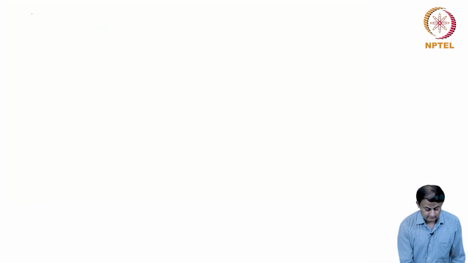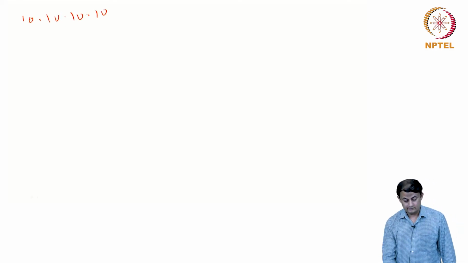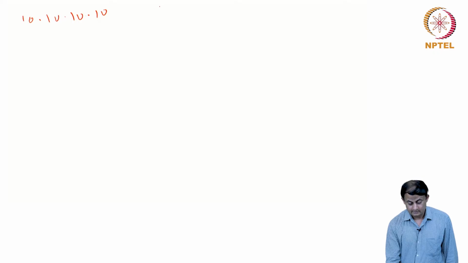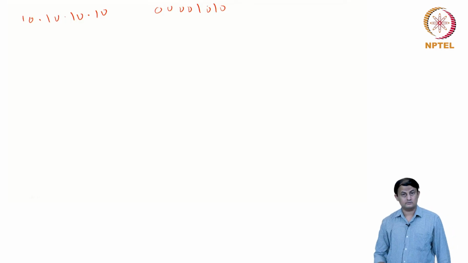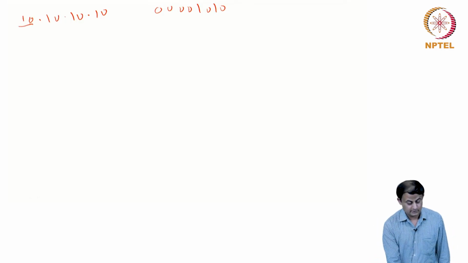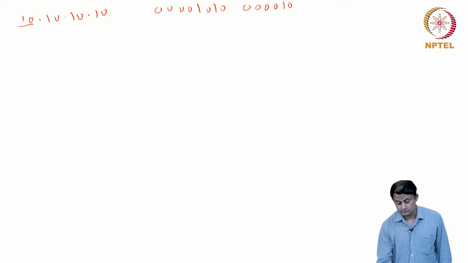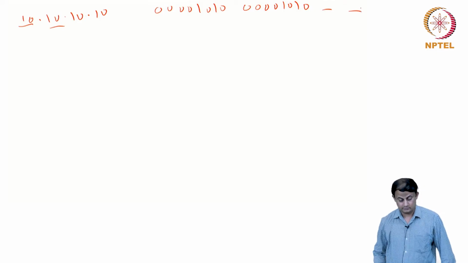If my IP address entry is 10.10.10.10, you convert this into binary: 00001010 is the first component, and then another 00001010 for the second component. Similarly, you have the third one and the fourth one.